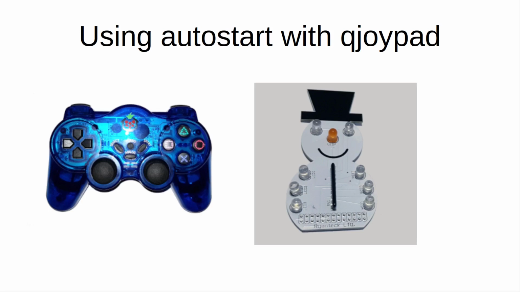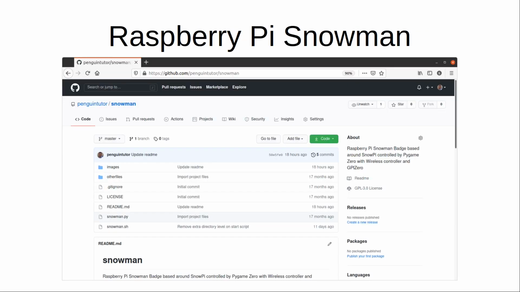You won't necessarily have a desktop file already, so I'm going to start by showing you how you can create a very basic startup file that can be used. The Snowman code and qjoypad need to be set up first. The code for this is on GitHub, so if you want to follow along, then you can install this from here.